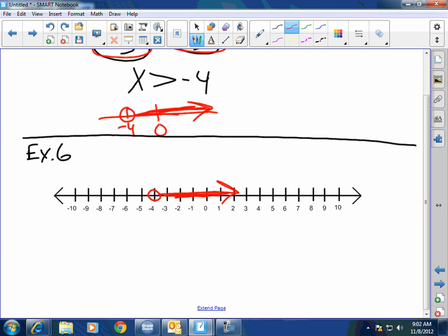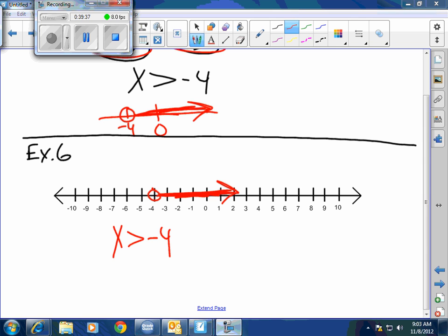Sir. Negative 4. Okay, why are you going from the number when I have said at least 15 times today that you always read from the variable? Sir, x is greater than negative 4. Fantastic. Open circle, that means it's going to be greater than or less than. From the negative 4, am I not going to the right? So that means that x is greater than negative 4.